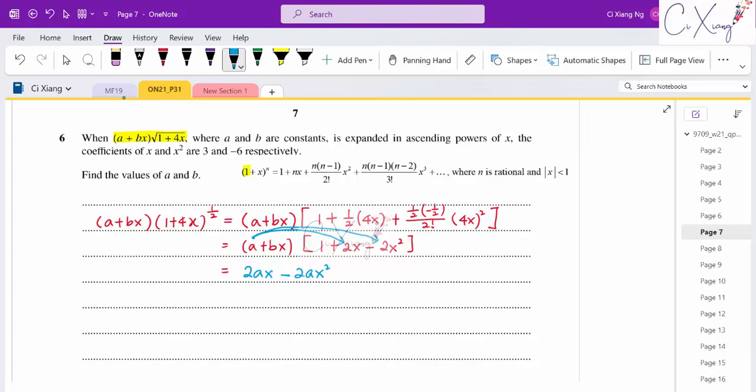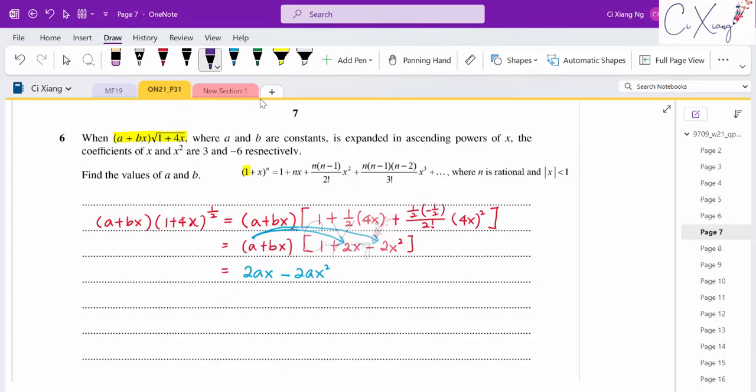Okay, so for information, why do I only focus on x and x squared? Because in our question here, they already mentioned that the coefficients for x and x squared are some numbers. So I am only interested in getting the terms in x and x squared. That's why for the term a, I need to multiply with 2x and negative 2x squared to get the particular terms with x and x squared.